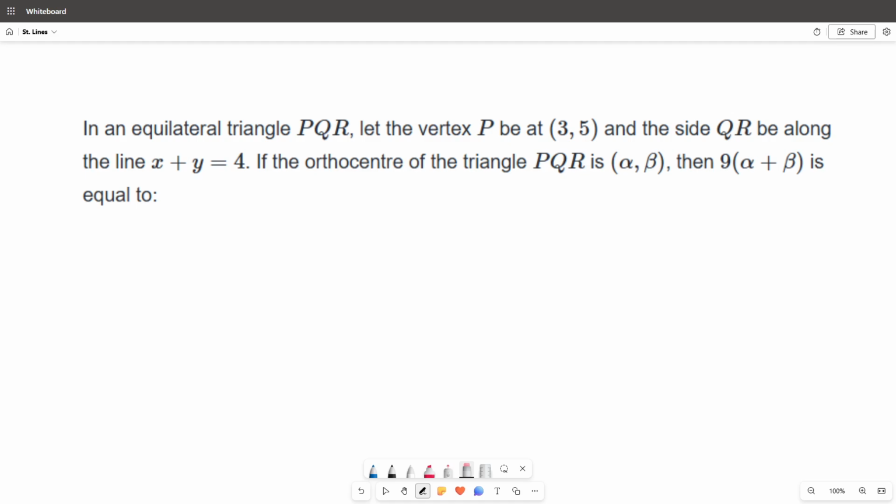Hi guys, so today we have the PYQ from 5th April Shift 1 of JEE Mains 2026. So it's from the topic of coordinate systems in the chapter of straight lines. So let's see the question.